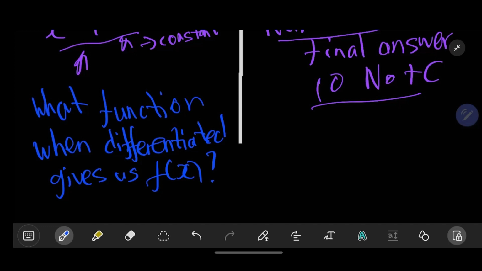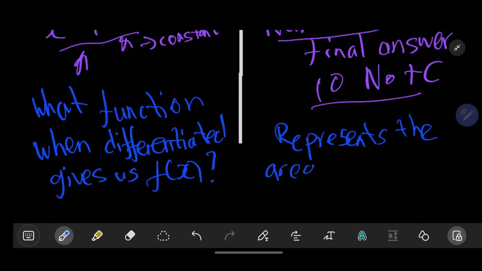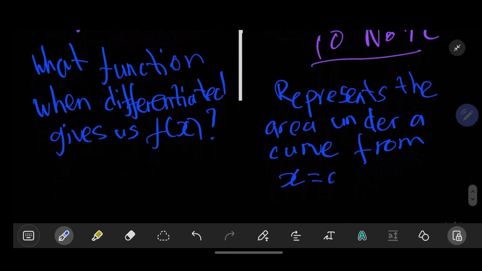And on the definite side, it represents the area under a curve from where x equals a to where x equals b. So that's basically the difference. We're trying to find a function with the indefinite integral, and with the definite integral, we can represent the area under a curve between the two limits that we are given, which are a and b.